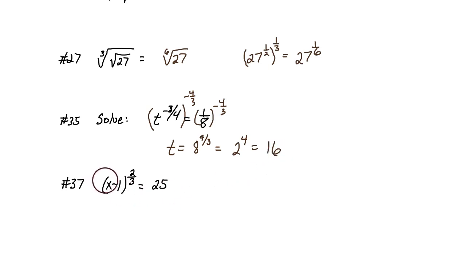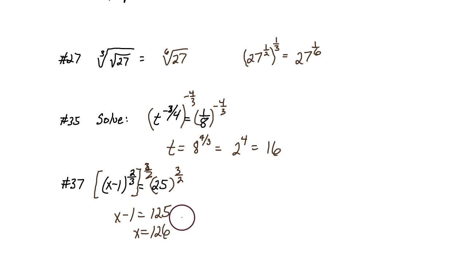Number 37. Hey, let's use that same technique. Raise the left side of the equation to the 3/2 power. That's the reciprocal of this exponent, so that when you multiply those together, you get a 1. And then raise the right side to the 3/2 as well. This makes x minus 1 equals the square root of 25, which is 5. 5 to the 3rd is 125. And so x is equal to 126.